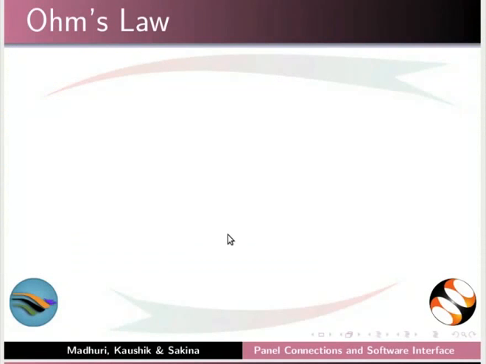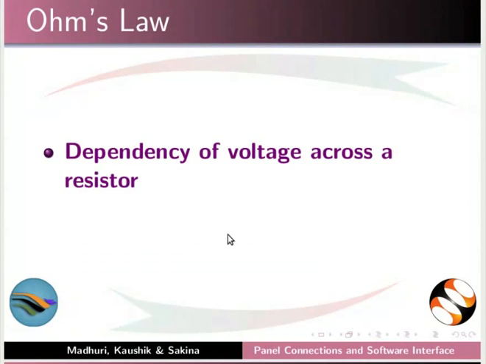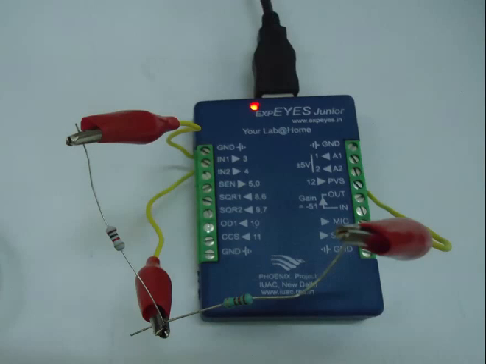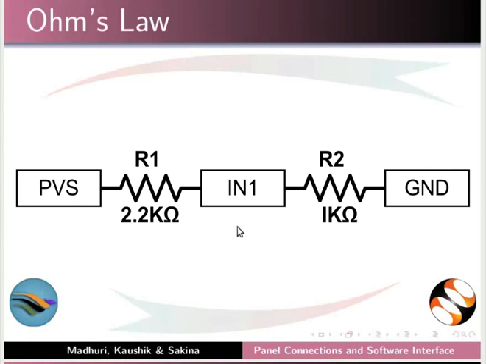Now I will demonstrate Ohm's law using the device and its interface. In this experiment, we will show the dependency of voltage across a resistor and verify Ohm's law. The device is connected to the system. PVS is connected to IN1 through a 2.2 kilo ohm resistance. IN1 is connected to ground through 1 kilo ohm. This is the circuit diagram for the connection.